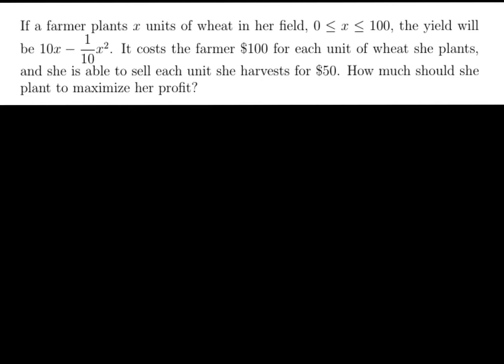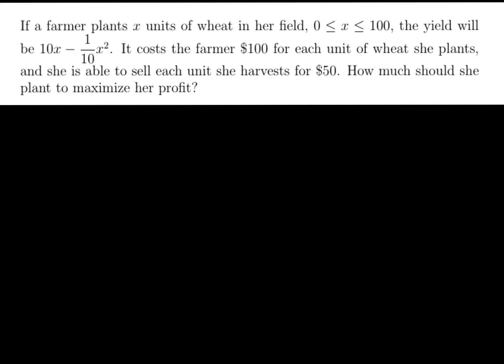In this problem, a farmer plants x units of wheat in her field. She can't plant any more than 100 units. The yield will be 10x minus 1/10 x squared. It costs the farmer $100 for each unit of wheat she plants, and she's able to sell each unit she harvests for $50. So how much should she plant to maximize profit?